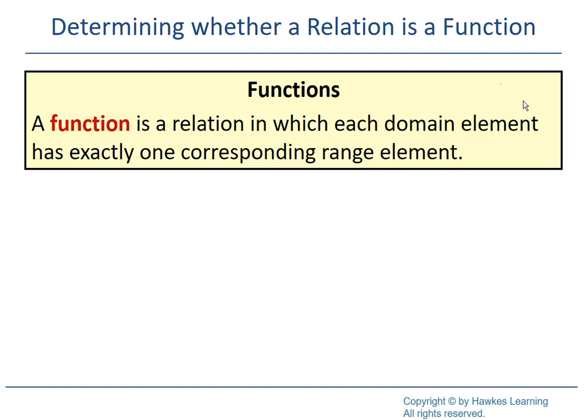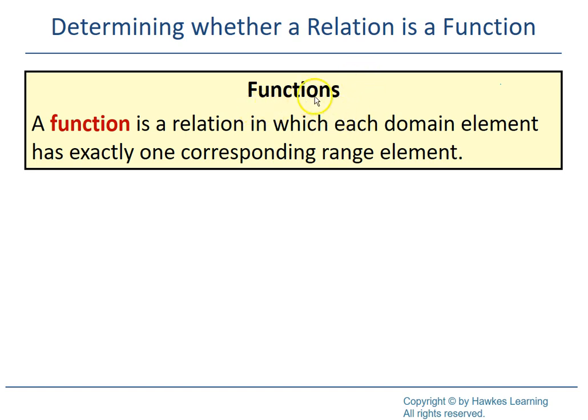All right, function. So far we've talked about a relation: mother, son, city, state, x, y. We've talked about domain, the x values, the first value in an ordered pair, and the range, y values, the y elements, the second element.